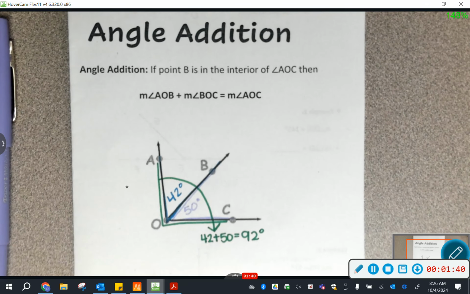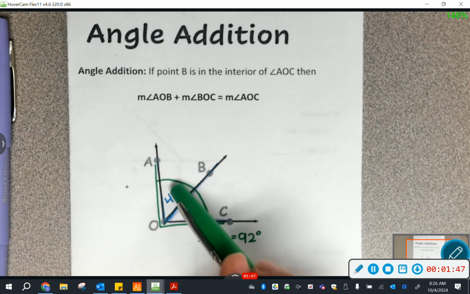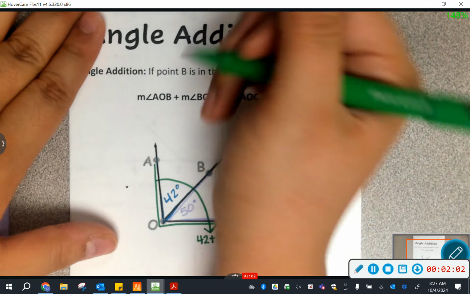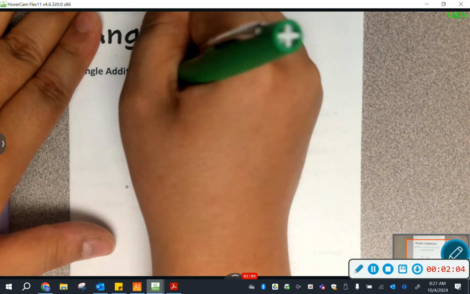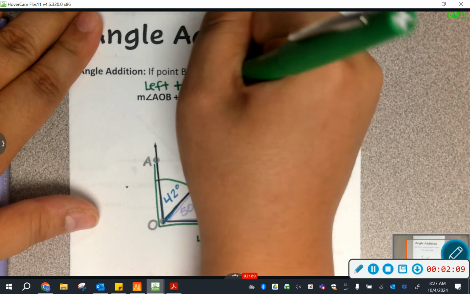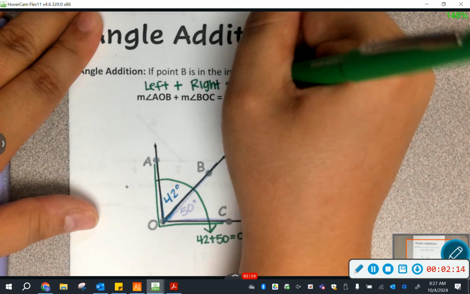If point B is in the interior of AOC, meaning it's in between your 2 sides of the angle, then AOB plus BOC equals AOC. We did something exactly like this last week on the last test, except we called it segment addition. Now it's angle addition, but we are still going to do left plus right equals whole, the total.